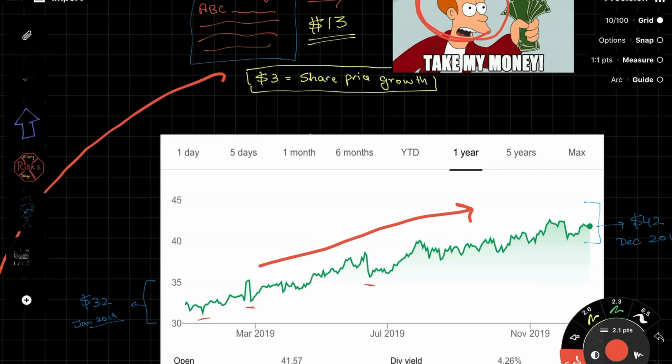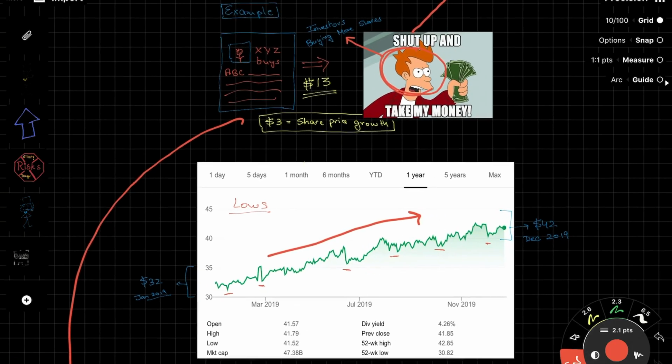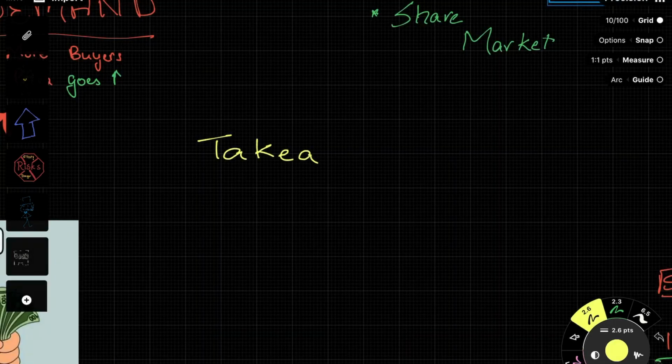Have a look at this graph. There were lows and there were highs, but the point is you have to sit through them and wait for the right time to sell your share. For the last part of the video, I'm gonna give you takeaways from this video.